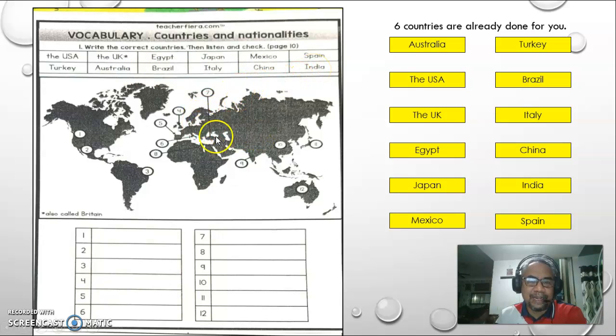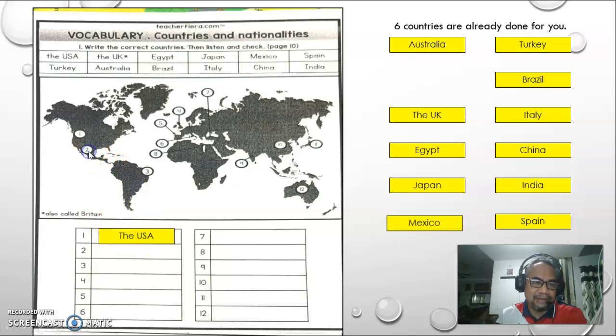So you need to identify the countries on the map. On the map you have to state the names of the countries. You can use your world map. Google your world map to see which countries. For example, number 1, I've done for you. Number 1 here is the USA, United States of America.